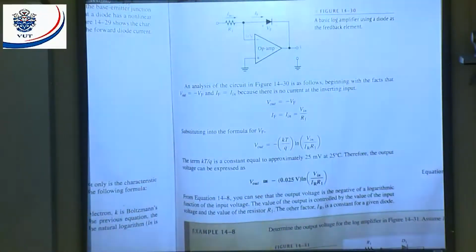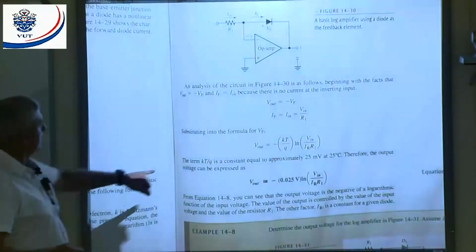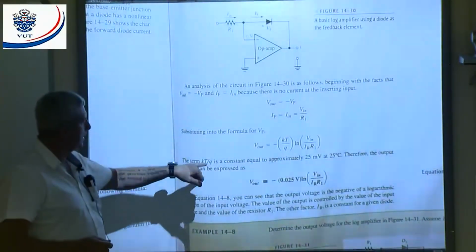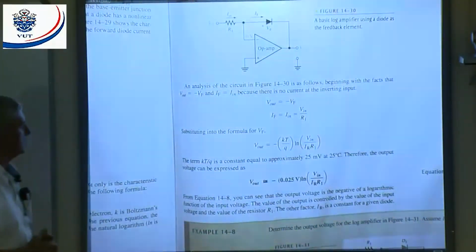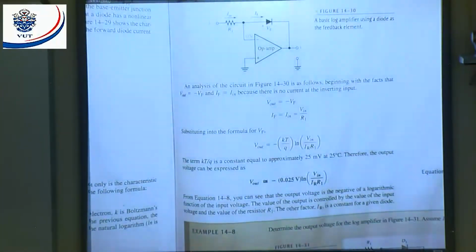Now they say substituting for VF into the formula, then I can say VR is equal to minus K times T divided by Q, ln of Vin divided by IR times R1. And then they give us the term, they say K times T divided by Q is a constant equal to approximately 25 millivolts at 25 degrees Celsius.